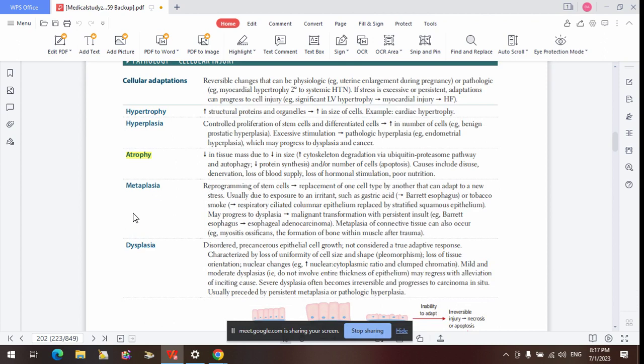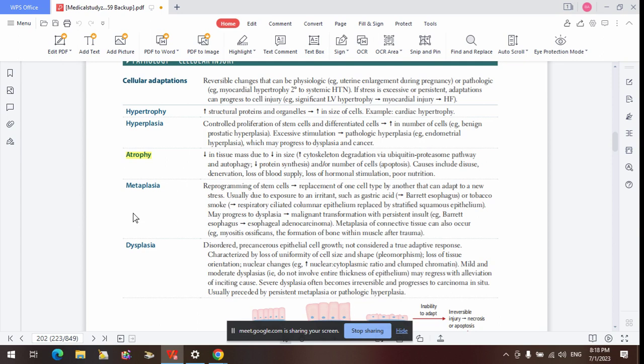Metaplasia is another form of adaptive response. So, for example, what is a stressor for metaplasia to happen? Somebody is smoking. Smoking is a stressor because it is causing injury to the cell, particularly the airway. It's causing injury to the epithelial cells of the airway. So what are those epithelial cells, rather specifically? They are the pseudostratified columnar epithelium. Those are the cells that line the airway, of the respiratory tract.